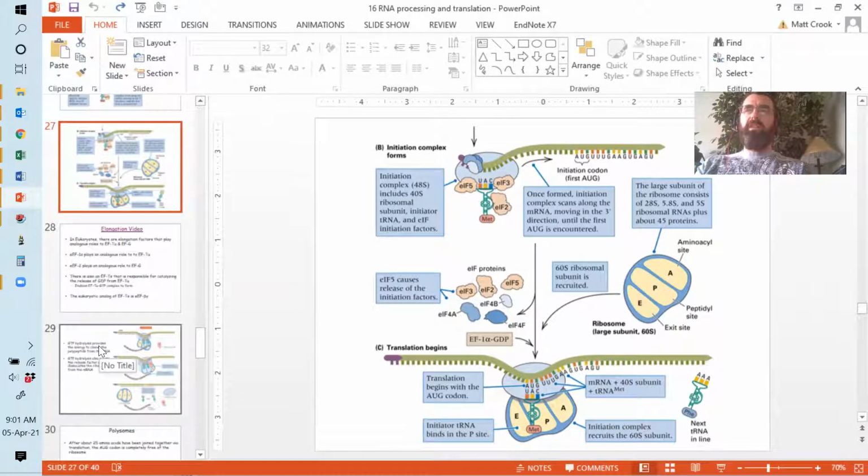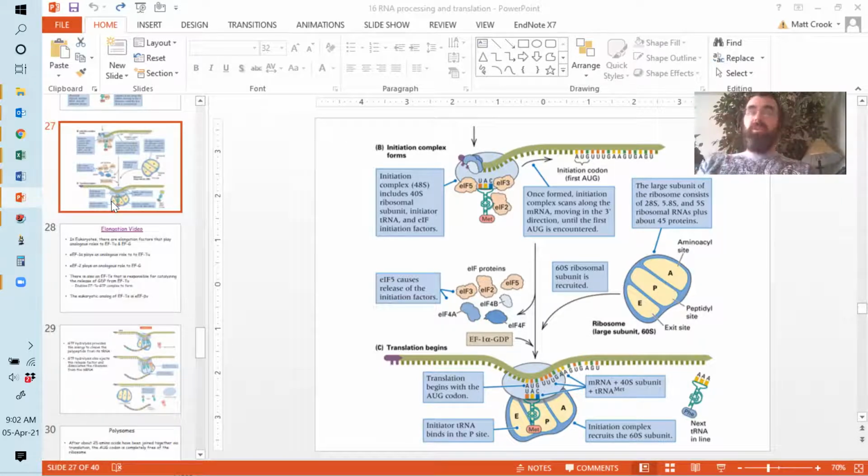Did we get to termination yet? I know we did initiation up the wazoo, but I can't remember if we covered termination or not. Anyone remember? Oh, thank you, Sophia. Okay, so essentially we've covered transcription, translation, translation initiation.